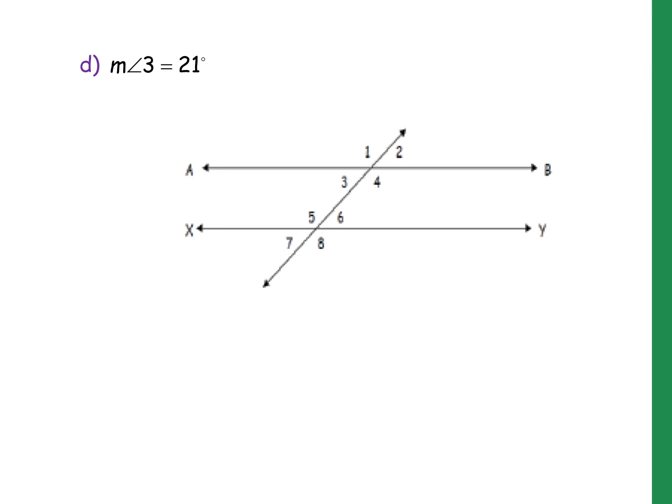And then angle 3 on this last one is 21 degrees. And 180 minus 21 is 159.